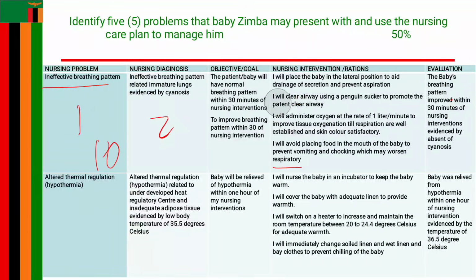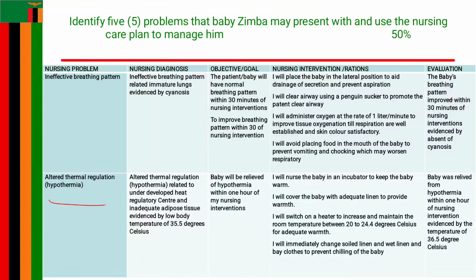So the other actual problem that we can see in asphyxia in terms of nursing care plan is altered thermoregulation. And altered thermoregulation is related to underdeveloped heat regulatory centers and inadequate adipose tissue, evidenced by low body temperature of 35.5 degrees Celsius. For goal, you can say baby will be relieved of hypothermia within 1 hour of nursing interventions.